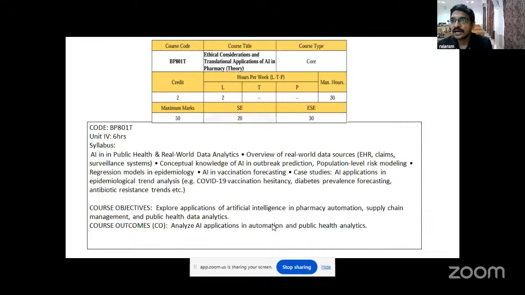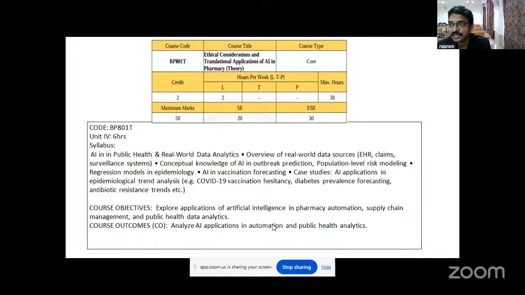The second one is BP 801T, and the course title is Ethical Considerations and Translational Applications of AI in Pharmacy. This is a core subject, given 6 hours and 2 credits, with 2 lectures per week. The syllabus covers AI in public health and real-world data analytics. This is again an integration into the ability enhancement that we saw on the previous slide.